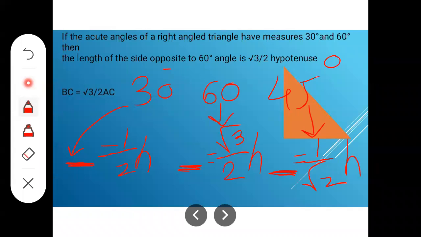Okay, and as based on the given triangle, which will be the hypotenuse? You have to mention the name of the hypotenuse. Here also the name of the hypotenuse, and here also the name of the hypotenuse. Understood? You just have to remember 30, 60, 45: 1 by 2 of hypotenuse, root 3 by 2 of hypotenuse, and 1 by root 2 of the hypotenuse.